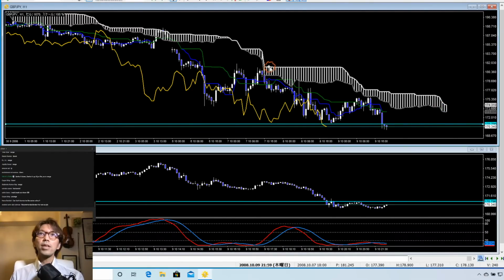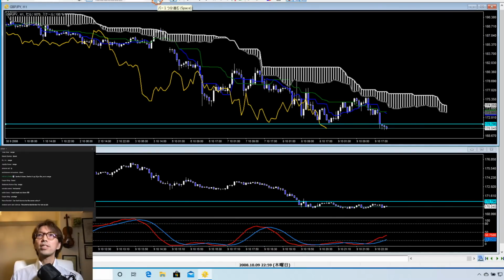Can both Kumo be the same color? Oh, you mean the lines? If I make it the same color, then we cannot really identify whether it's up Kumo or down Kumo. So basically this light gray is down Kumo, dark gray is up Kumo. So you will see when it twists. So let me just keep moving.